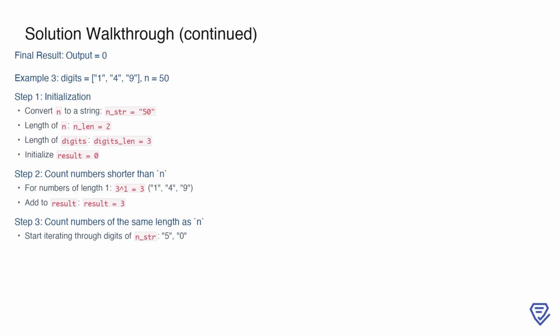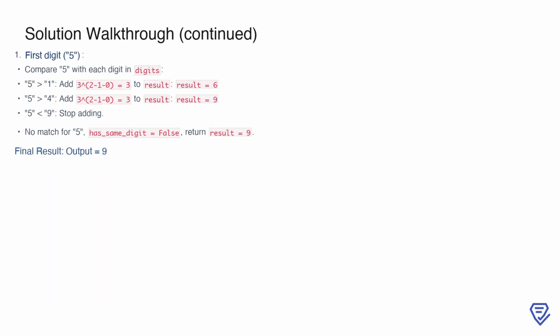Next, we turn to numbers of the same length as n, and start analyzing the digits of n_str, which are 5 and 0. We begin with the first digit of n_str, which is 5. Comparing it with each digit in the set, we see that 5 is greater than 1, so we add all combinations that can be formed using 1 in this position and any valid second digit. This adds 3^(2-1-0) equals 3 to result, bringing it to 6.